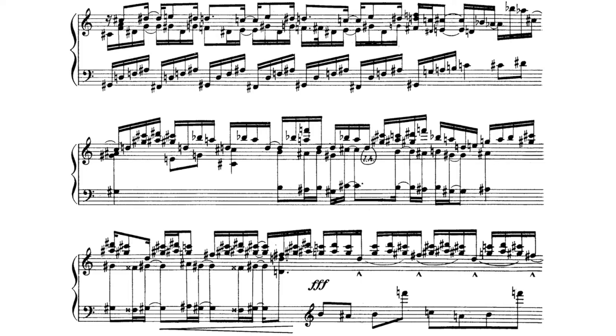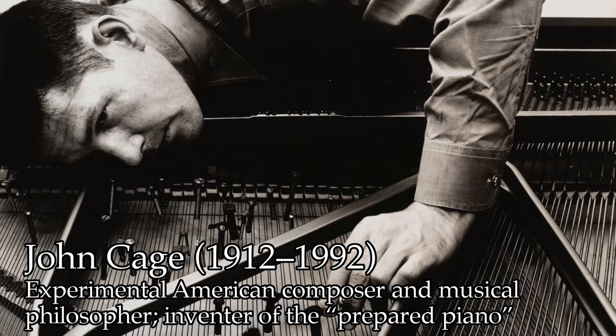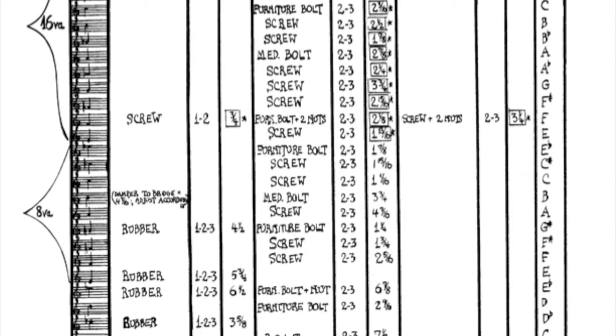Ives' sometimes rambling thoughts about the sonata were themselves the subject of a whole different publication, The Essays Before a Sonata. Ives inaugurated an American penchant for musical experimentalism later taken up by John Cage, whose Sonatas and Interludes for his trademark prepared piano offered a totally new range of timbres, clothed in a structure inspired as much by Scarlatti as Eastern philosophy.